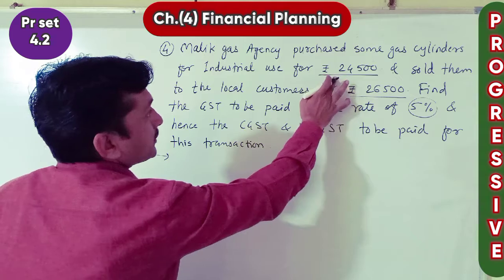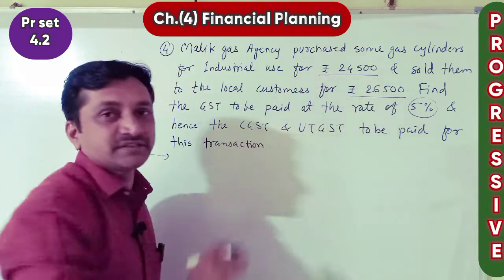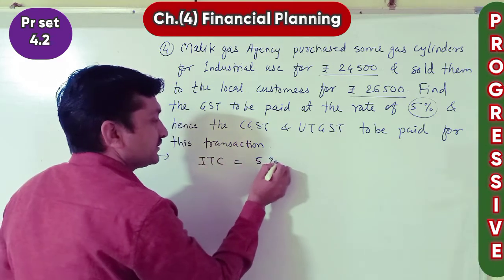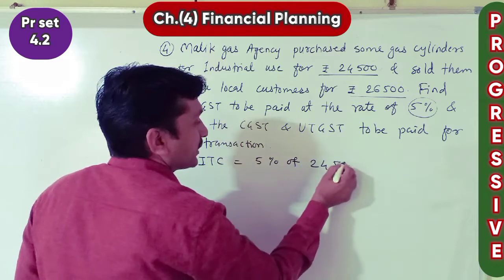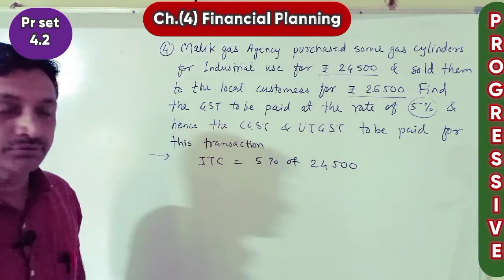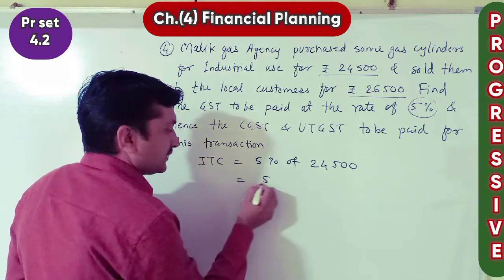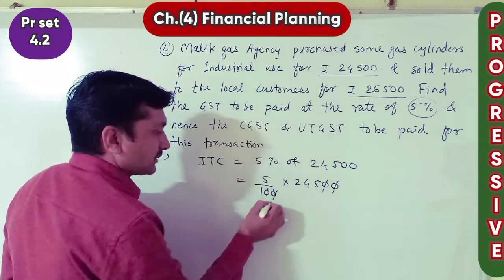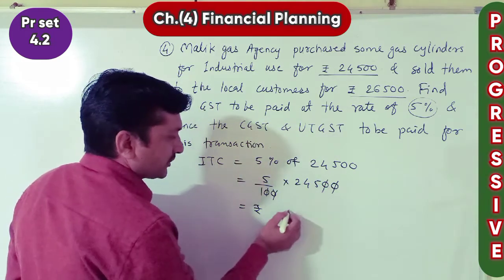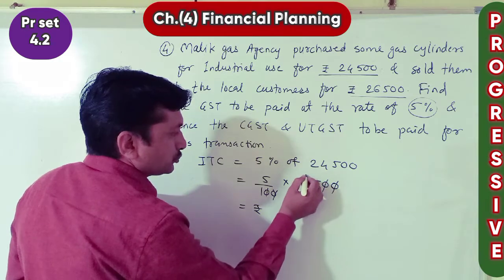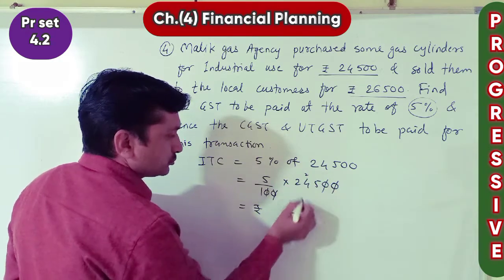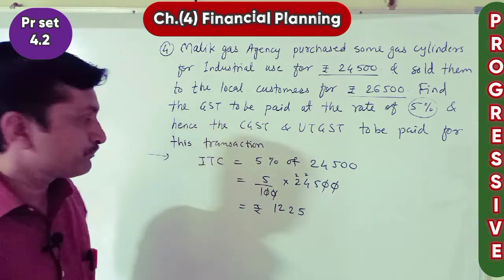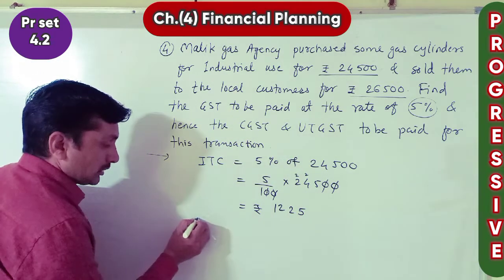24,500, on that 5% means ITC. Therefore here ITC is equal to 5% of 24,500 because that is purchased. Let's find ITC. 5 upon 100 multiplied by 24,500. 2 zeros are cancelled, is equal to rupees. Now multiply. 5 5s are 25. 2 carried over. 5 4s are 20, 22. 2 carried over. 5 2s are 10 plus 2, 12. 1,225 is ITC.